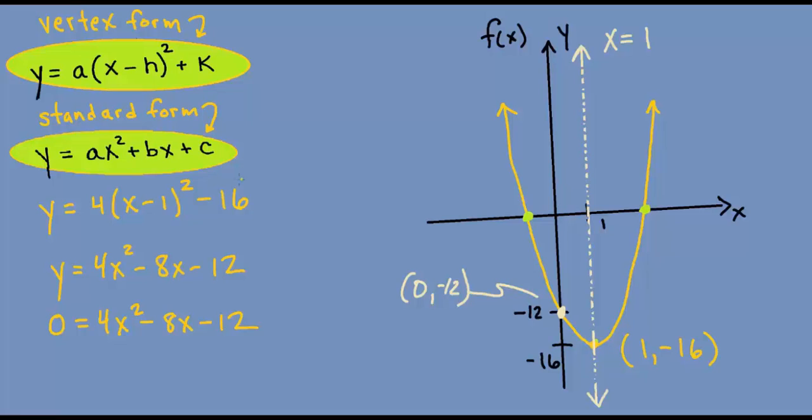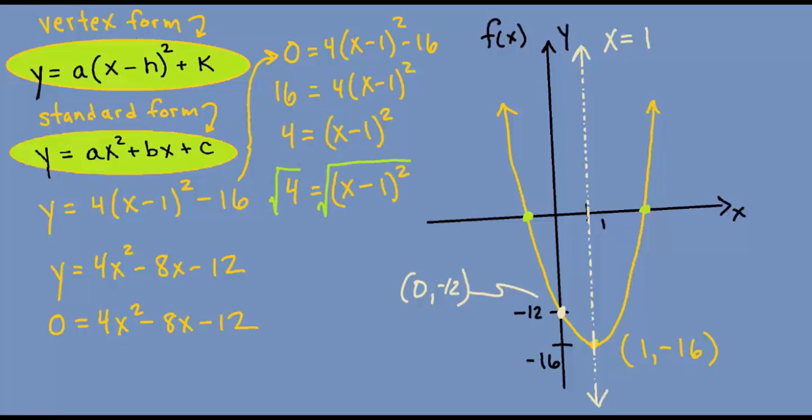Let's try it. I'm going to put 0 in for y and see if I can figure out what x is. I'm going to add a 16 to both sides. Now I'm going to divide both sides by 4. Now I'm going to square root both sides.